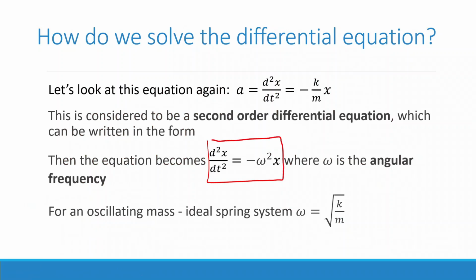So we end up with d squared x over dt squared equaling negative omega squared times x. This is the standard format. So this actually works for any second order differential equation. So for any second order differential equation, this is true. So this works both for a pendulum, it will also work for our spring system, it would work for our electron system. So this is going to be something that we can solve.